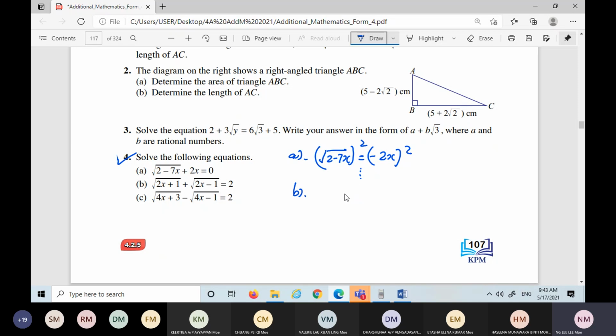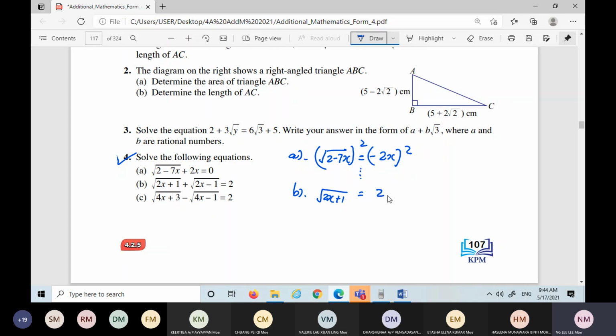Okay, question B, you see 2 square roots. So this one, maybe you have to square both sides, squaring both sides 2 times. Only then can you finally get rid of all the square roots. If you do it 1 time, I don't think you can eliminate all the square roots. So maybe the first time I will do it in this way. You can keep one and then start squaring both sides.